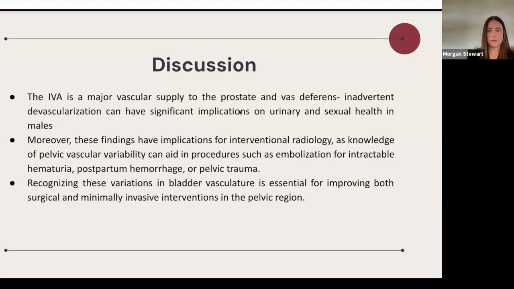And then going on the same track with males, the IVA is a major supply to the prostate and vas deferens. The middle rectal artery, I believe, also supplies some accessory supply as well, but inadvertent devascularization of the IVA in males can have significant implications on urinary and sexual health. So that's definitely a consideration in prostatectomies.